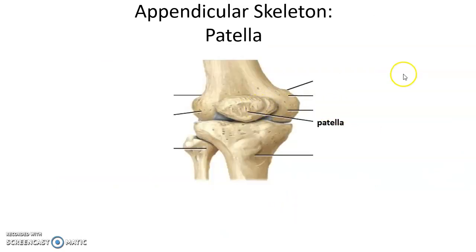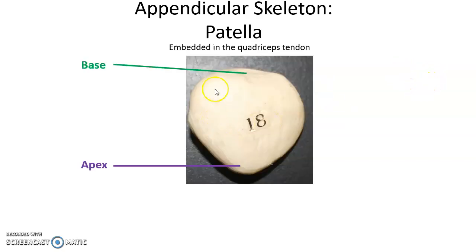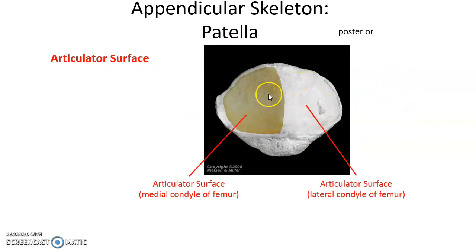Patella, the kneecap bone. The patella has a broader base that is more proximal and a narrower apex, which is more distal. The patella is embedded within the quadriceps tendon. Flip the patella over and it has this smooth surface. Smooth surface is the articular surface. Articular surface makes contact with the femur.